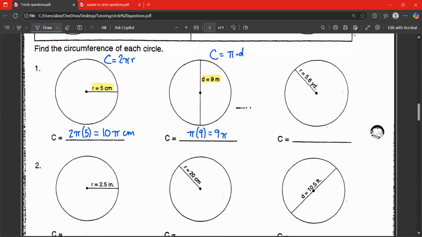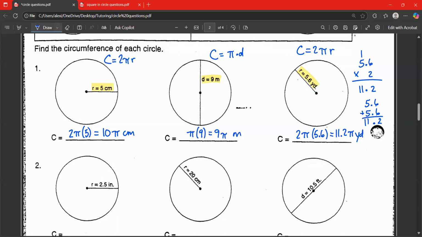In our third example, they've given us radius. Radius equals 5.6 yards. Well, I'm going to use the formula that involves radius. 2 times pi times radius. 2 times pi times 5.6. So we'll do 5.6 times 2 off to the side. Or it's the same as saying 5.6 plus 5.6. But either way, we get 11.2. And don't forget to attach the pi and put my units on these.